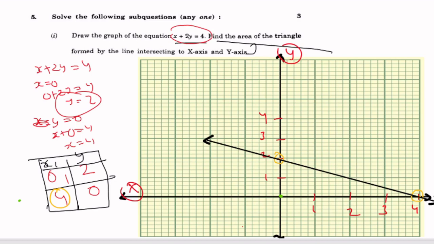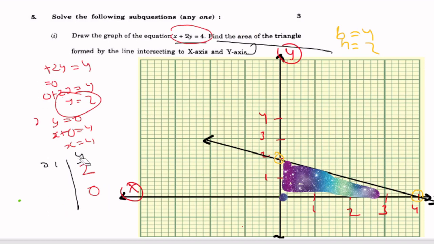Now it says find the area of the triangle. If you see, we have a triangle. This is the triangle. And the area of a triangle, we know, is equal to half into base into height. For that, we have to find the base. What is the value of base? From 0 to 4, we have base 4. So the value of b is equal to 4 and height is equal to 2, till this point.